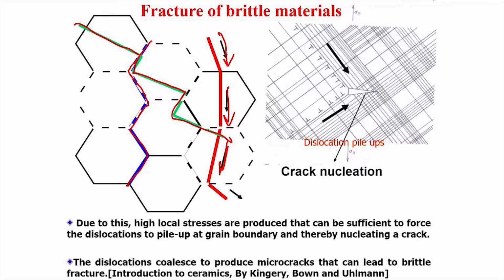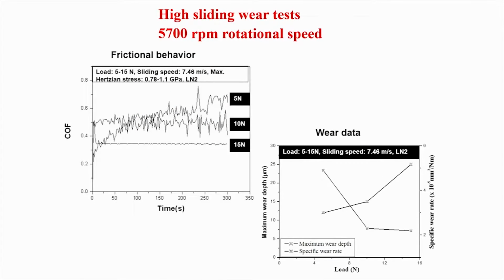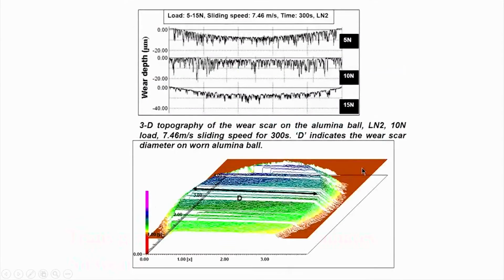So, if you see in this cartoon that if it goes through this intergranular crack, these dotted lines essentially indicate the potential grain that can be lifted from the worn surface. Now, if you go through the specific wear rate, you see that the specific wear rate is reduced and the maximum wear depth is increased in this particular case of alumina.